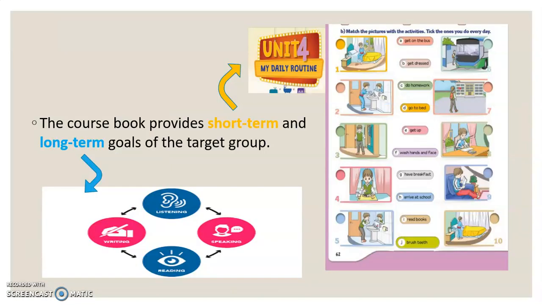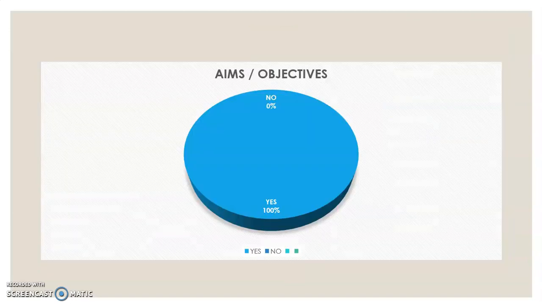Then, the course book provides short-term and long-term goals of the target group. For example, in Unit 4, students learn new vocabularies about daily activities. So, this is a short-term goal. Also, students can talk about daily activities with their friends. This is a long-term goal. According to the graphic, we have 5 yes answers in 5 items, and there is no no answer.